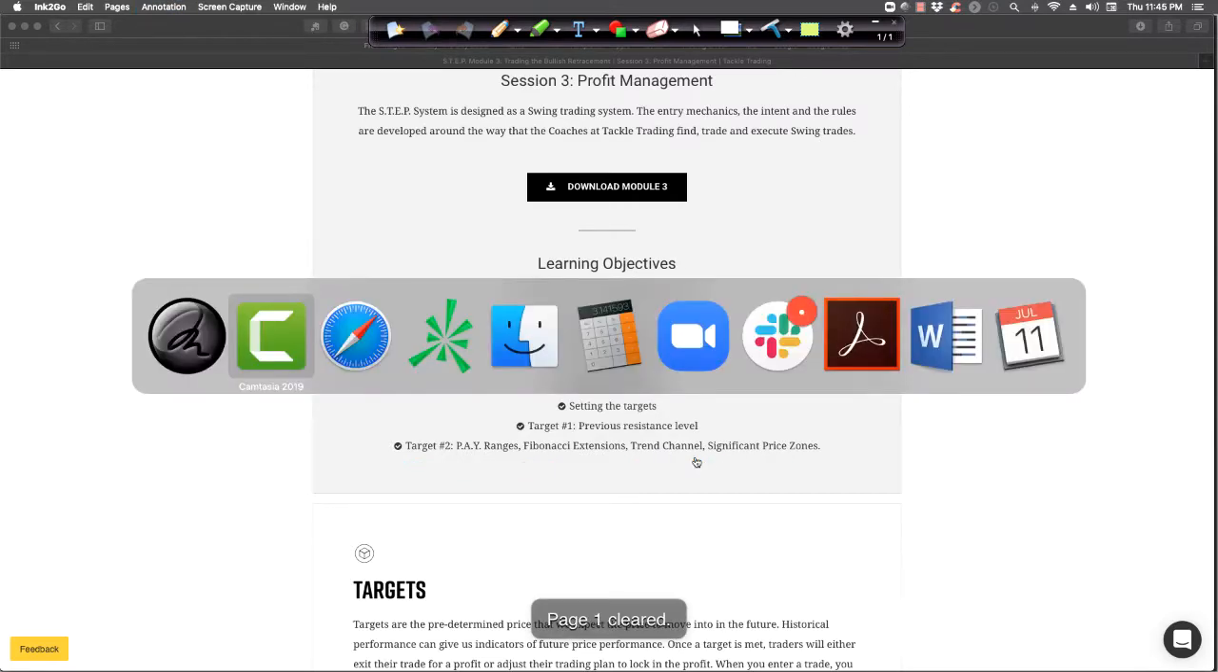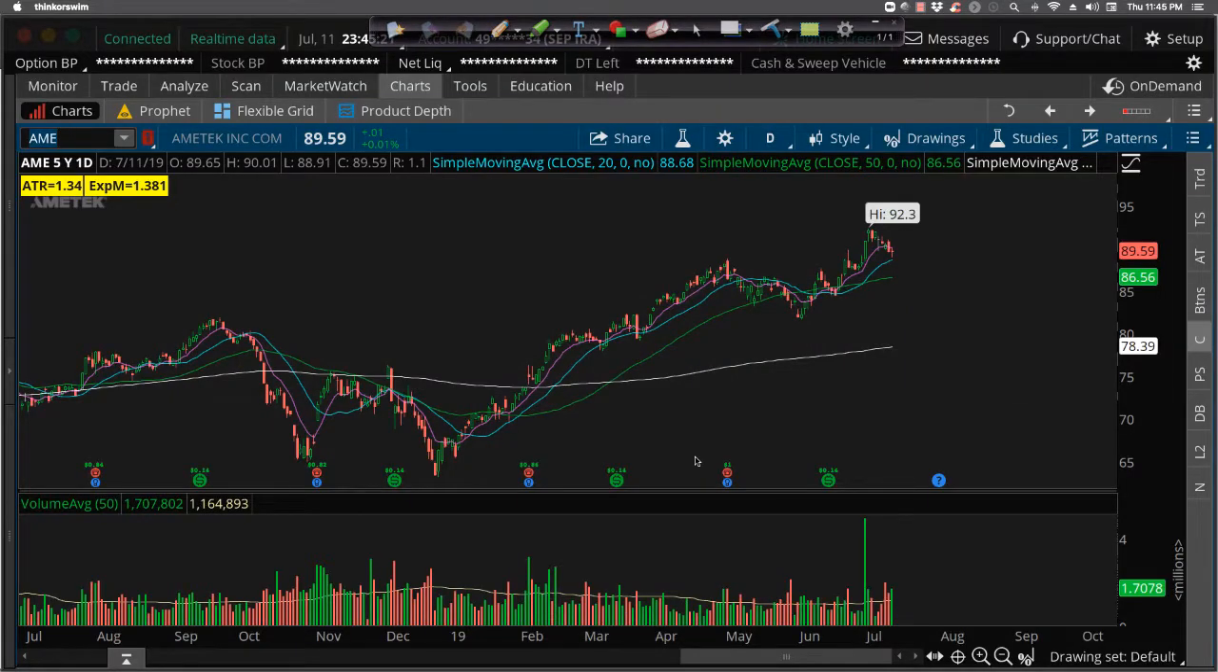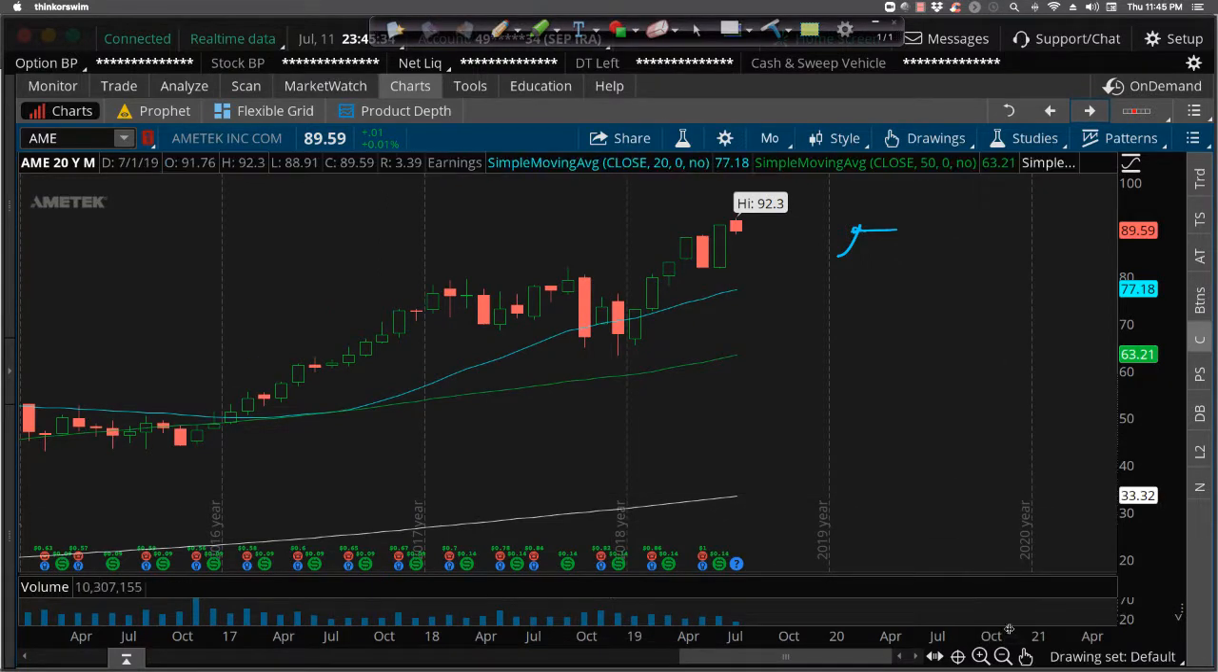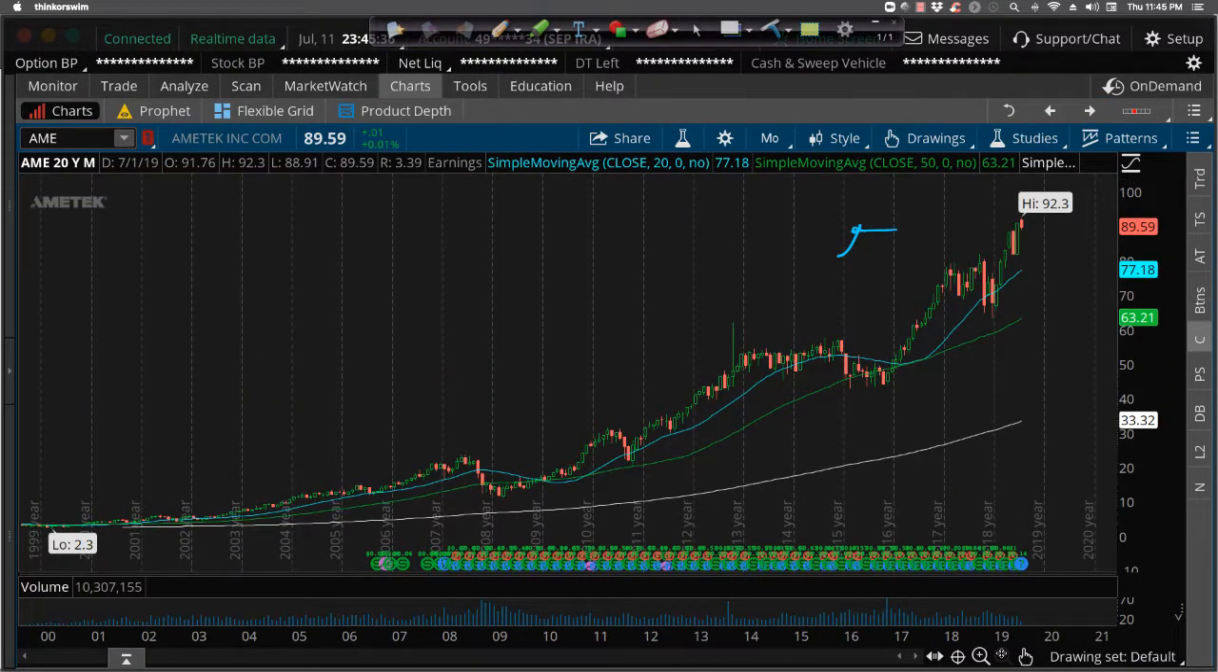So I'm going to give you an example over here. I've got a chart here that looks interesting. It's on Ametek, ticker symbol AME. What we have is a stock that just established a brand new high at 92.30. Now that 92.30 high is an all-time high for this stock. It has never been higher.